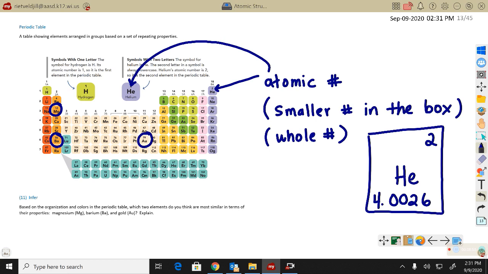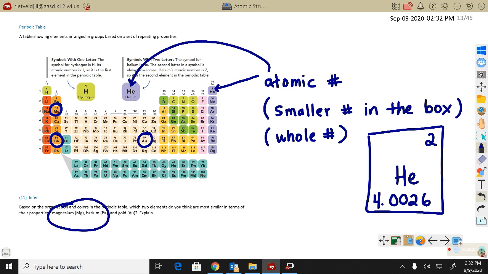Which two elements do you think are most similar in terms of their properties? Did you maybe say like the magnesium and the barium? Yeah, I would have thought so. I mean, just based on their colors. Explain. Yeah, they're the same color. They're in the same group. We call them groups going up and down. It's rows or periods going across the periodic table.